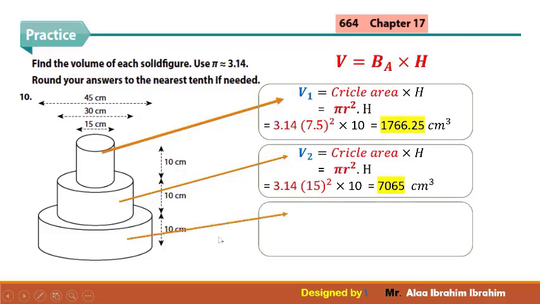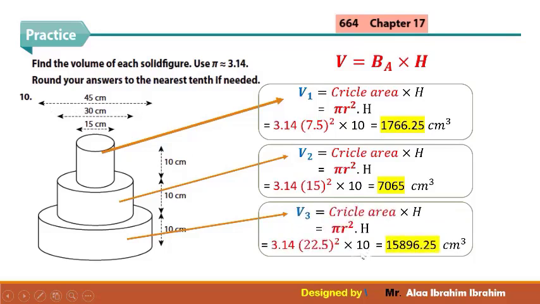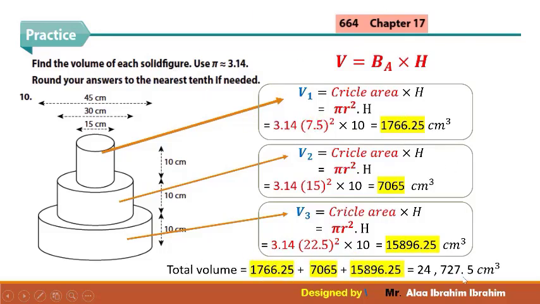Then the last cylinder, this alone, the diameter is 45. So I take half of 45, 22.5 power 2 times 3.14 times 10. I have this number. Then I add all these results to find the total volume. So this is my result.